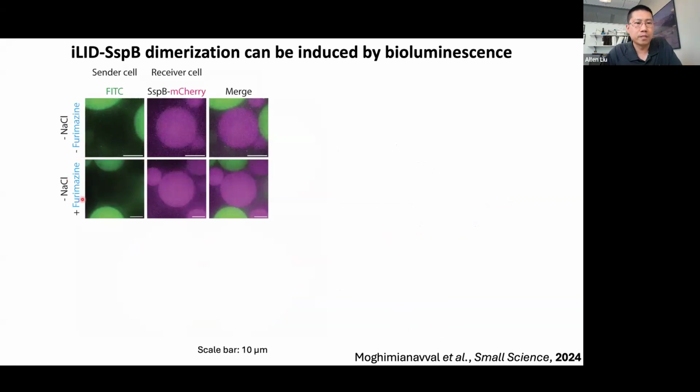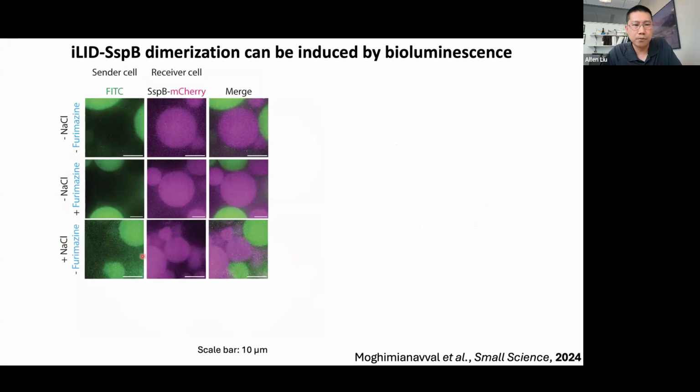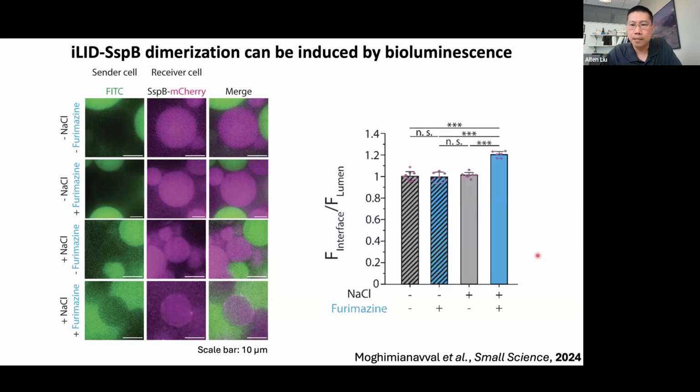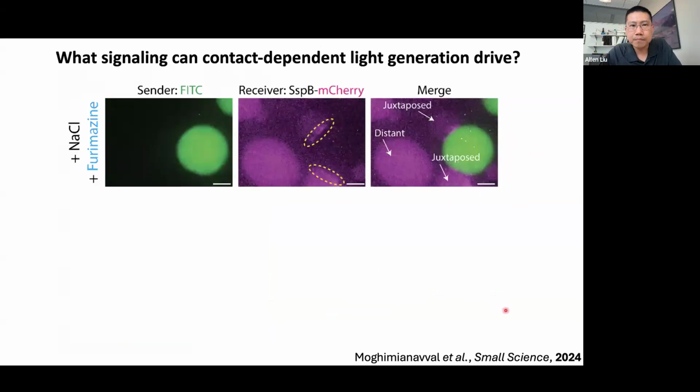So in the absence of fluorescein, or if you don't deflate the cells, you see a nice population of sender and receiver cells that do not have any feature here. And if you don't have fluorescein and you have sodium chloride, you still don't see a signal. Now, if you have sodium chloride and fluorescein, you can see that there's a signal on the membrane for the SSPB and cherry. And this is quantified over here. Even though the signal is low, there's certainly an observable signal that we can see from the condition of having both sodium chloride and fluorescein.